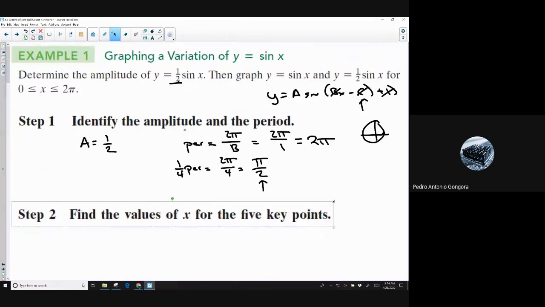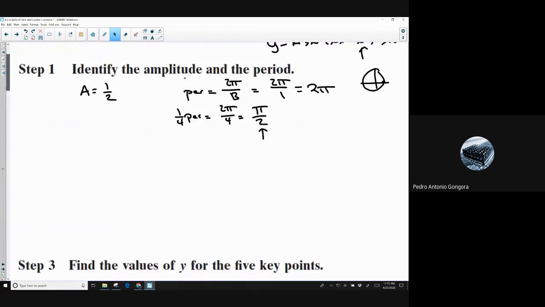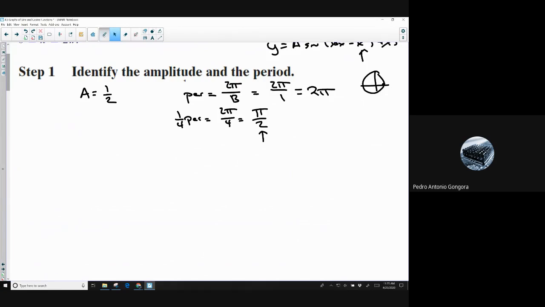I don't need this. Let me get rid of this. Okay. So this function is going to start at 0. So my 5 key points, let me get rid of this one too. All right. So my 5 key points. So next I need key points. Right. And we could always say that C is 0 and D is 0 because they're not there. All right. So my 5 key points are 0, and we'll finish it in a second. We'll start with the x's. The next x function starts at 0.